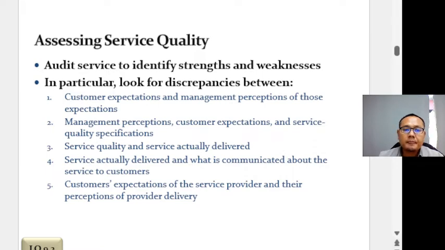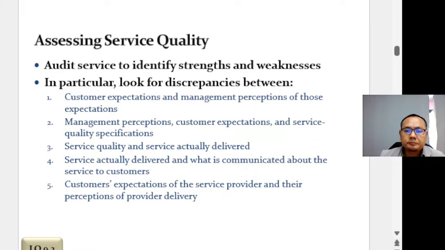So a widely used tool for assessing service quality is SERVQUAL, from Valerie Zeithaml. It's an instrument designed to obtain feedback on an organization's ability to provide quality service to customers. It focuses on five of the previously mentioned service dimensions that influence customers' perception of service quality: tangibles, reliability, responsiveness, assurance, and empathy. The result of this service quality audit helps management identify service strengths and weaknesses. Of particular interest is any gap or discrepancy in service quality.